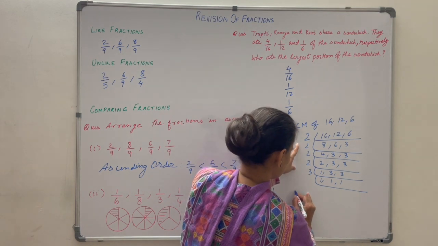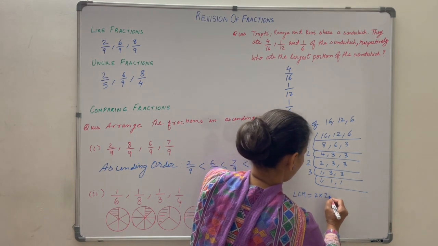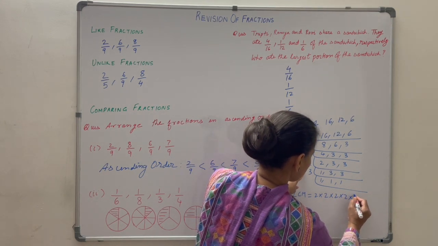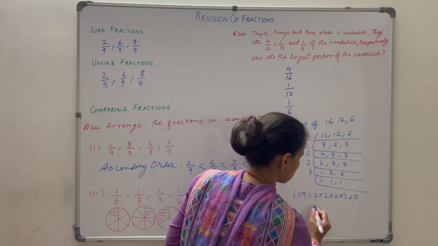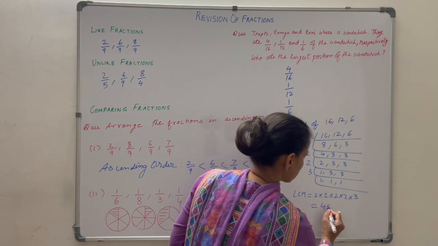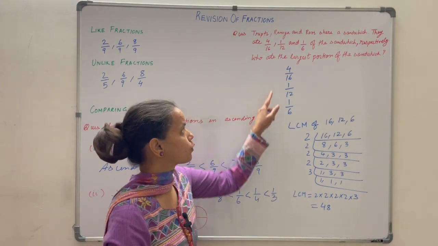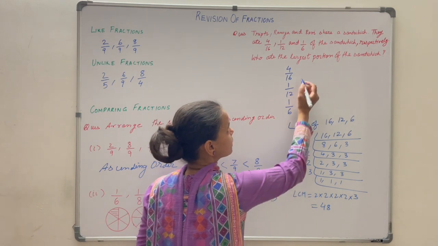So what is the LCM here? LCM is 2 four times, 1 2 3 4, and 1 time 3. So this is 8 into 2 is 16. 16 into 3 is 48. So 48 is the LCM. So you need to multiply 16 by 3.